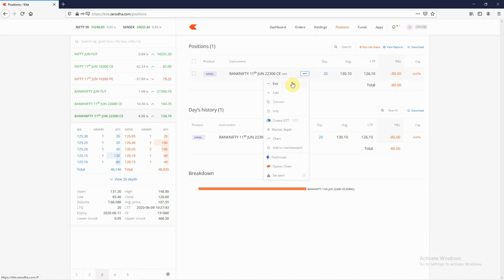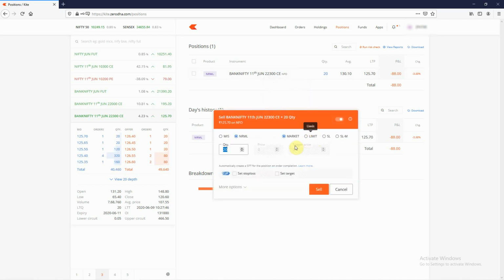So how do you do it? You go on the exit options. You have the option to exit at the market price, where you can sell it, or you put a stop loss. Stop loss can be a limit stop loss or a market stop loss.